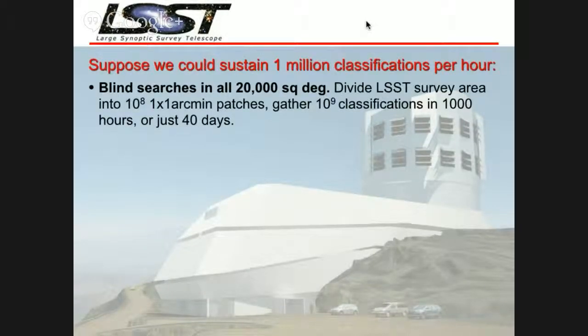We could consider, for example, doing blind searches for things like lenses or perhaps something else that we're interested in, all 20,000 square degrees. If you run the numbers for dividing up the survey, you find that you could, at this rate, go through half the sky at high resolution in just 40 days. I guess people would have to give up TV or something for 40 days, but... Ironically.